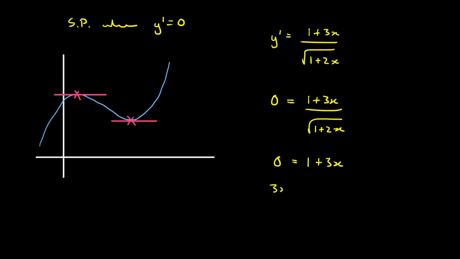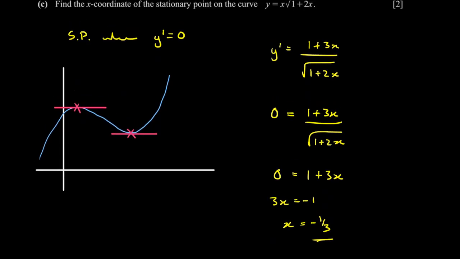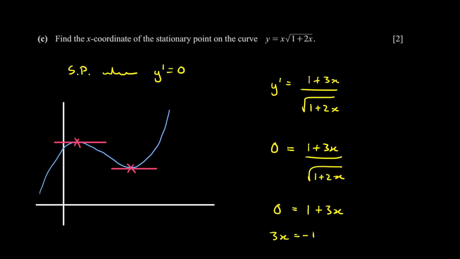Okay, so 3x is equal to negative 1, which means that x is equal to negative a third. Okay, so that's the x-coordinate. Am I asked to find the y-coordinate? I'm not asked to find the y-coordinate, but if we were, then we would just substitute it in, right?